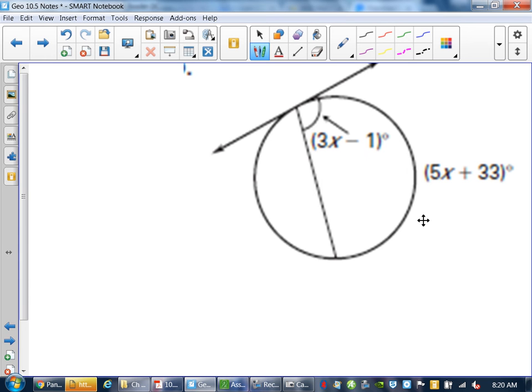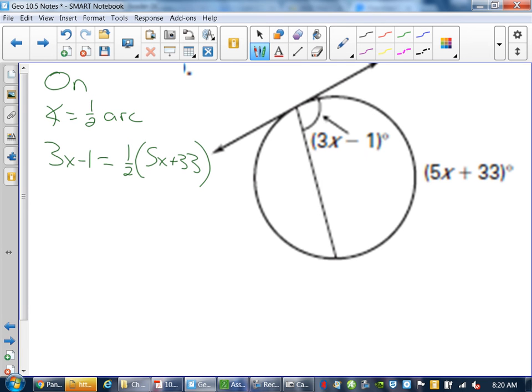That's 97. So is this angle outside, inside, or on? It's on. Okay, so write out your formula for on. We know this is on. So angle is half the arc. What's my angle? And then it's half of 5x.